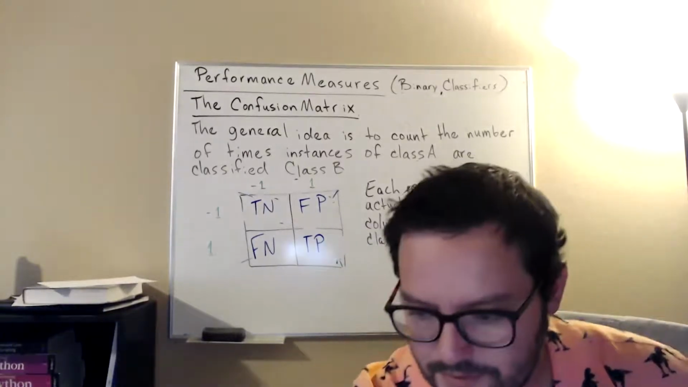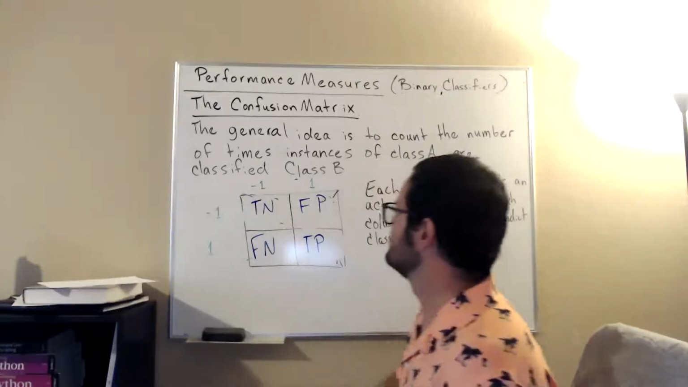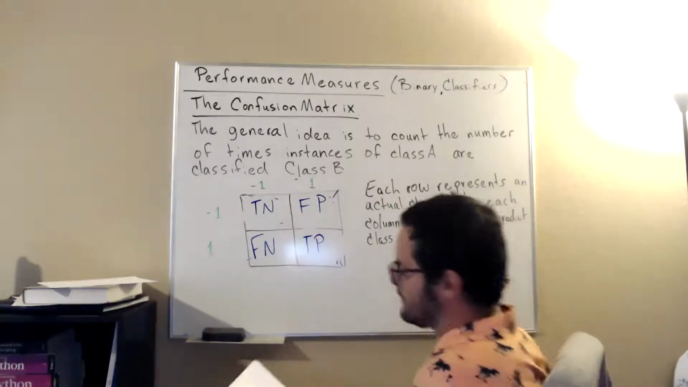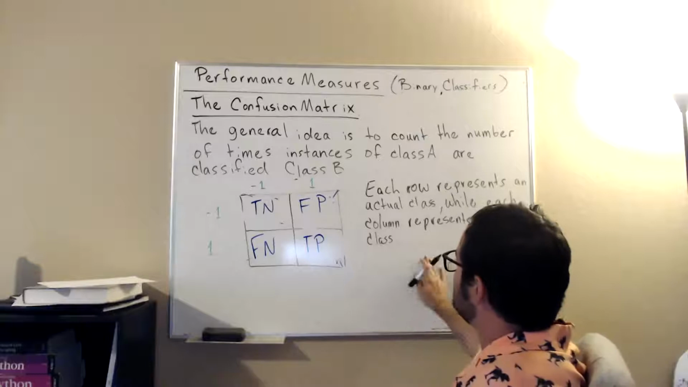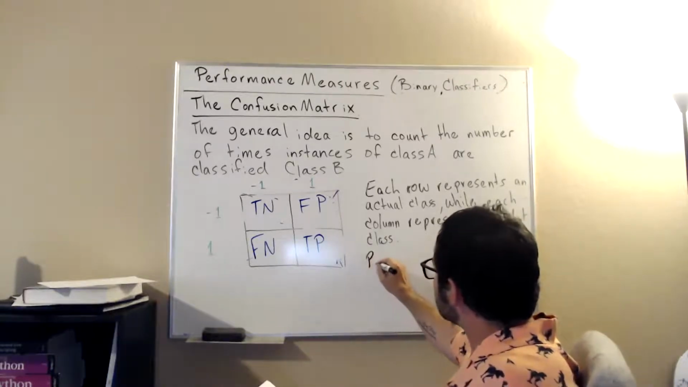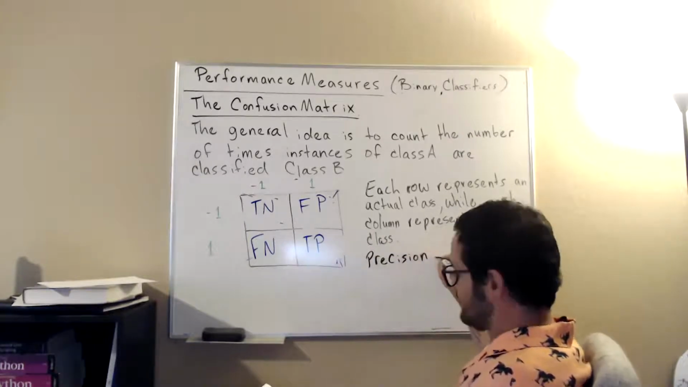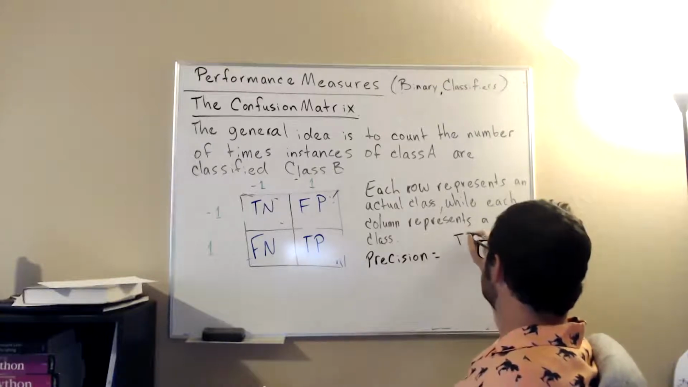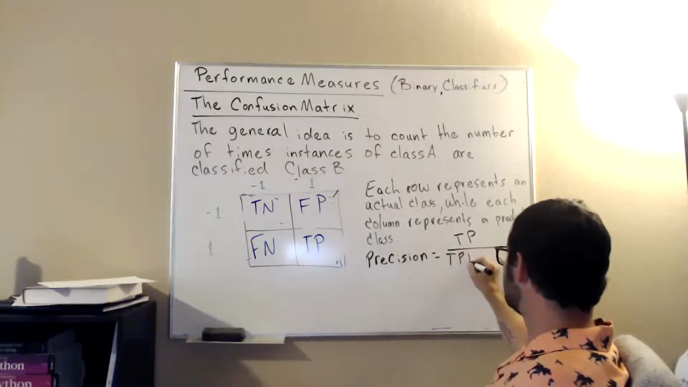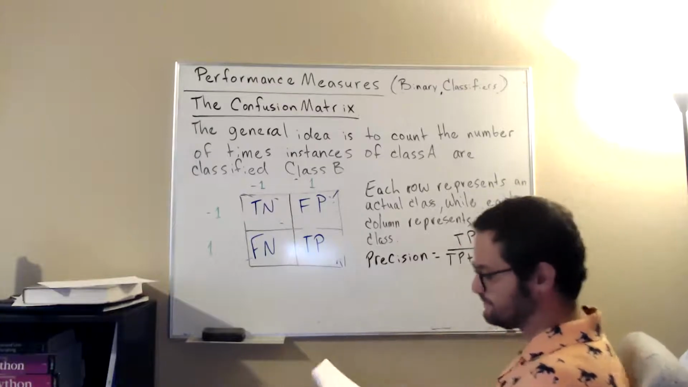All right. So this is a grid of information. These are a grid of counts, basically. But from this, we can infer a few measures of our model. The first being precision, which is equal to the number of true positives divided by the true positives plus the false positives. This will be our precision measure.